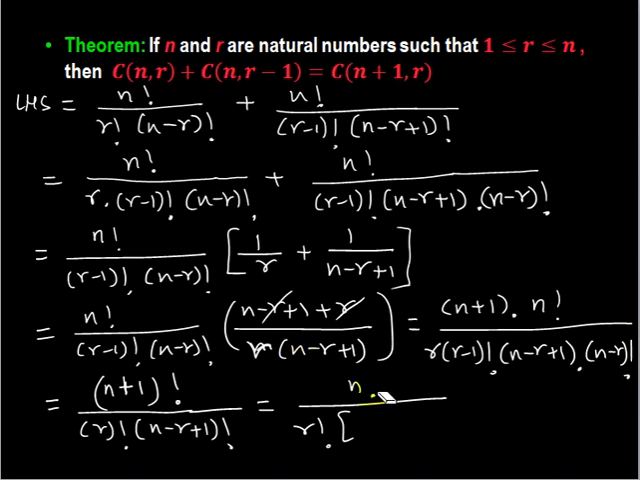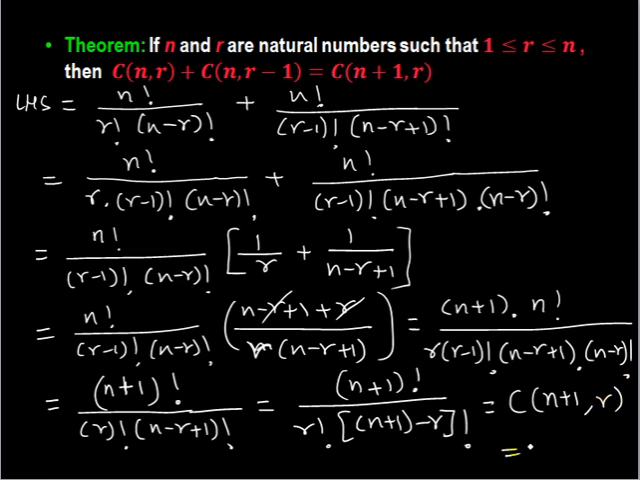Now converting this one also into n plus 1 factorial. This term can be written as n plus 1 minus r factorial. Now look at this carefully. Can we say this is the expanded form of the right hand side which is required? Look at this again. It is C(n+1, r). So it will be n plus 1 factorial over r factorial into n plus 1 minus r factorial. So now it is reduced to C(n+1, r), which is the required right hand side.